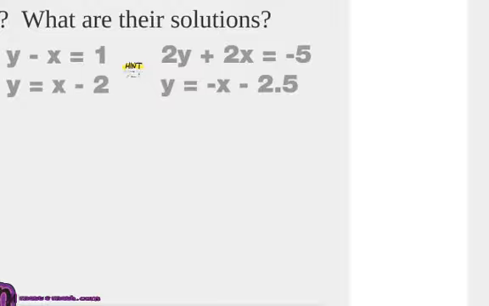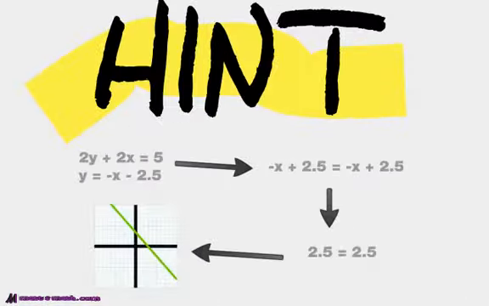All right, how you doing? Were you able to get it to y equals on both? Well, this is what it'll look like. Move the 2x over, you get negative 2x plus 5 divided by 2, and you get negative x plus 2.5 equals negative x plus 2.5.